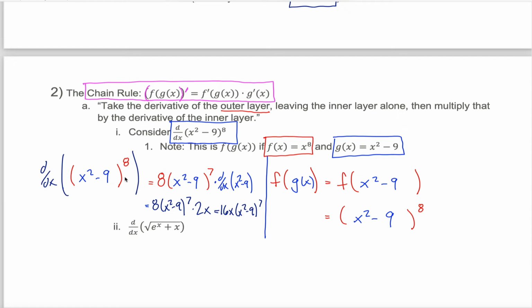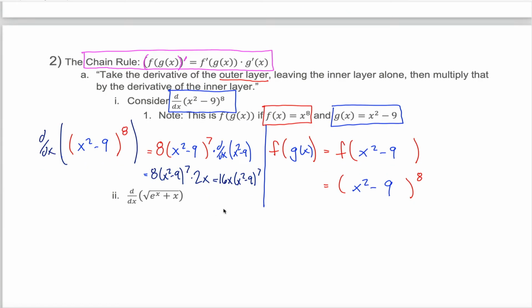It's really hard to see these different layers, and that's going to drive you crazy. But when you get to the point where you can look at this and see this as different from this, the chain rule becomes pretty easy. Take the derivative of the 8 part, there's the 8, there's the 7, leave this alone, and multiply that by the derivative of the x squared minus 9 part.